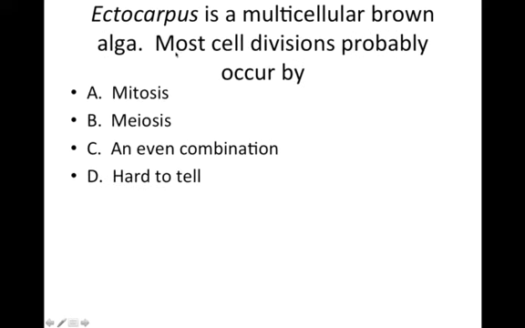Okay, what about this organism: do we expect that most cell divisions occur by mitosis or meiosis? Well, we learned that in pretty much all organisms mitosis is the main form of cell division, so we'd expect mitosis to be more frequent than meiosis.